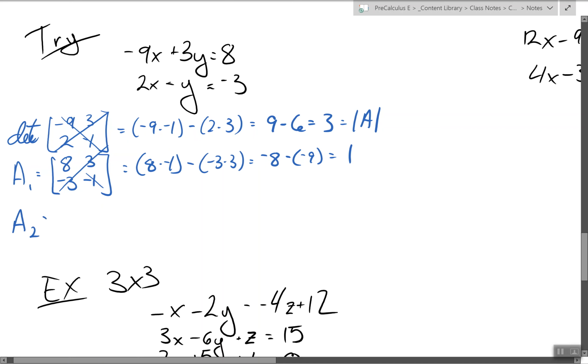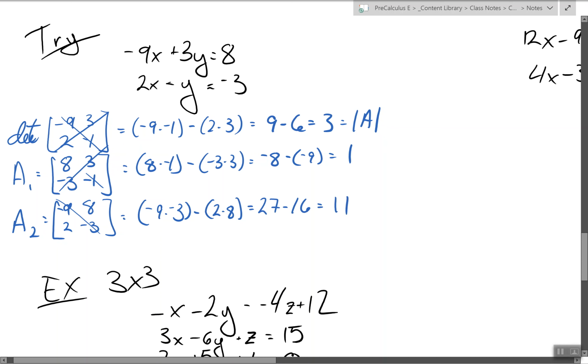For A sub 2, this goes back to the original, so 9 and 2. And then the second column becomes 8, negative 3. So the determinant here, we have negative 9 times negative 3 minus 2 times 8. So we get 27 minus 16, which is 11.